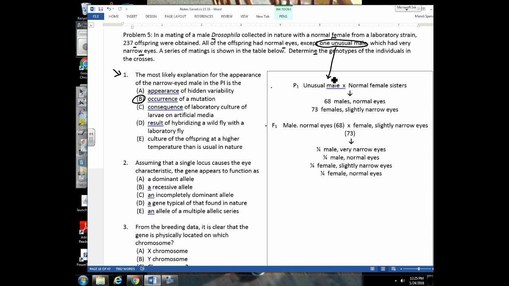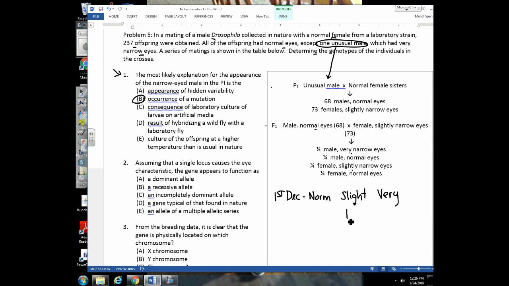There he is. Remember I said you need to make 2 decisions. First decision to help us analyze this data: is this trait showing complete, incomplete, or codominance? I've got normal eyes, so let's indicate that. And I have slightly narrow eyes, so let's put slight. Then I have very narrow, so I'm going to put very narrow eyes. And this should signify that we've got incomplete dominance going on because there are 3 different phenotypes, and one is the middle of the other 2. It's going to be the one that's heterozygous.